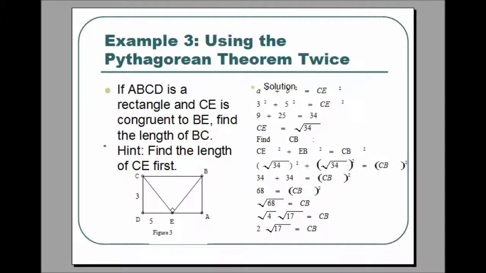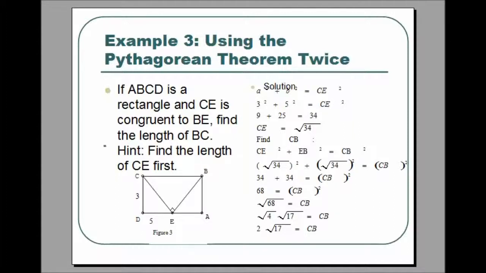Here's an example in which we use the Pythagorean theorem twice. We're told that ABCD is a rectangle and that CE is congruent to BE, and we're asked to find the length of BC. And I'm giving you a hint. Find the length of CE first. Because we have a rectangle, we know we have a right angle at D by definition. 3 and 5 are the legs of a right triangle.